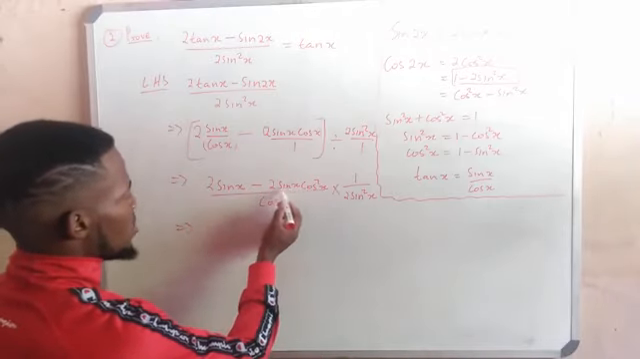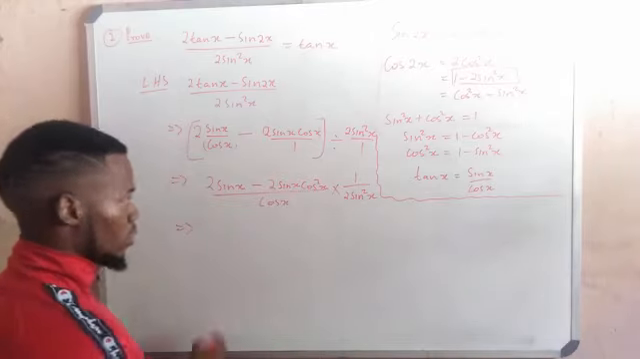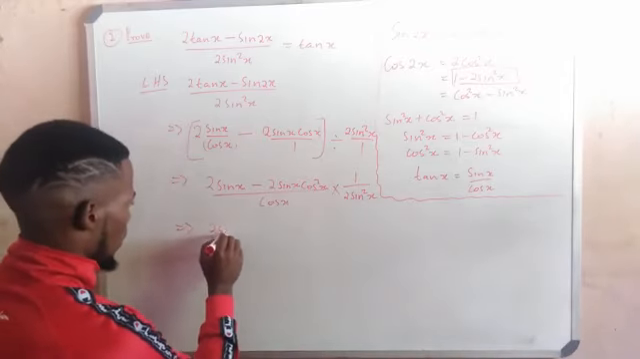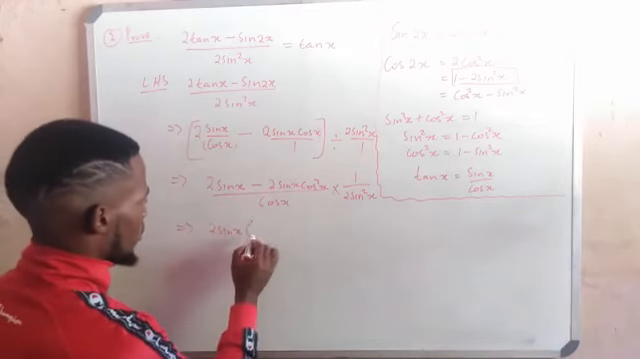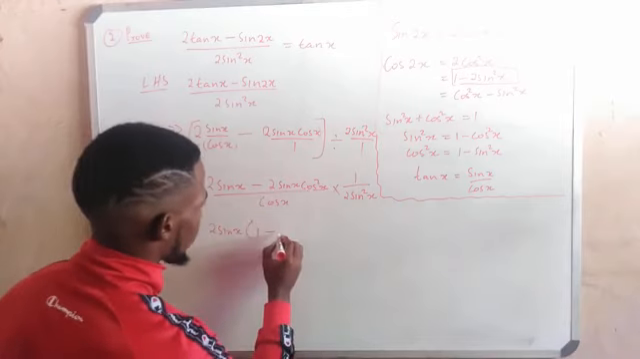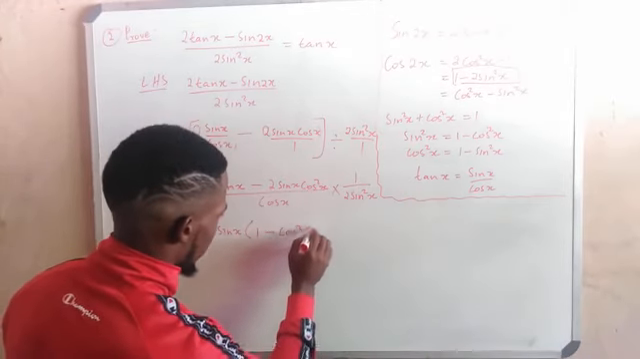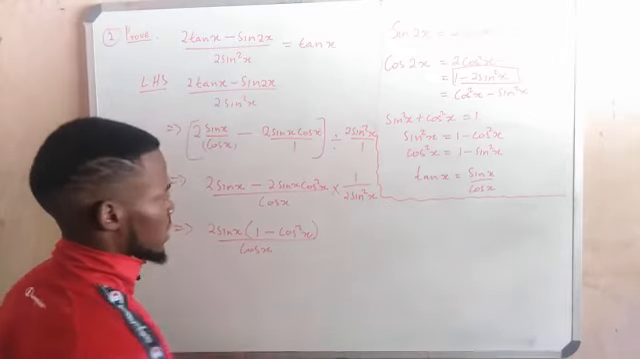Looking at our numerators, we have a common factor there of 2 sine x. We can take out the common factor of 2 sine x. Let us see what is left here. When you take out 2 sine x as a common factor, you are left with 1. Minus, you are left with cos squared x there. All over what? This is all over cos x.